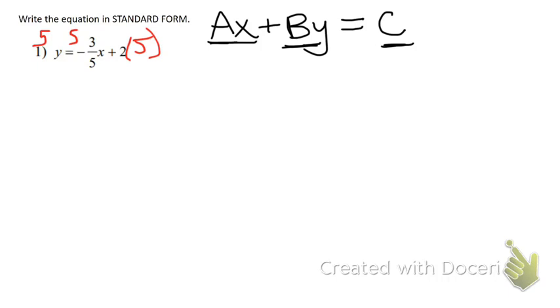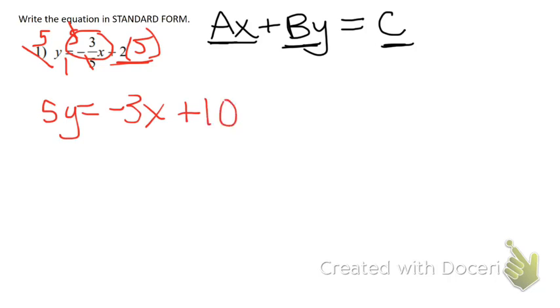On the left side, 5 times y is 5y. Bring down my equal sign. Then the 5 with the 3/5, the 5 on the top and the 5 on the bottom cancel each other out, because 5 divided by 5 is 1, and you're just left with the negative 3x. And then we have plus 2 times 5, which is plus 10. So your first step is get rid of the fractions, and you do that by multiplying by whatever the denominator is. If there was more than one fraction, then you would multiply by the common denominator of both of them.